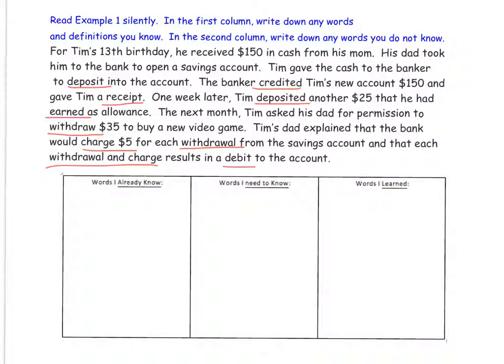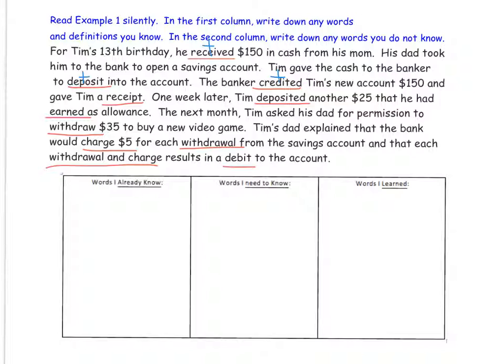All right, so here's some vocabulary that might be useful to know, and I'm just going to go through them. Here's another one, received. If you receive something, you get it, okay? He gave the cashier to deposit. Deposit means that you're putting it into the bank. So if you're putting it into the bank, that would be something that is positive. Received is positive. Credited, the banker credited his new account. If you credit something, that is positive as well. And gave him a receipt.